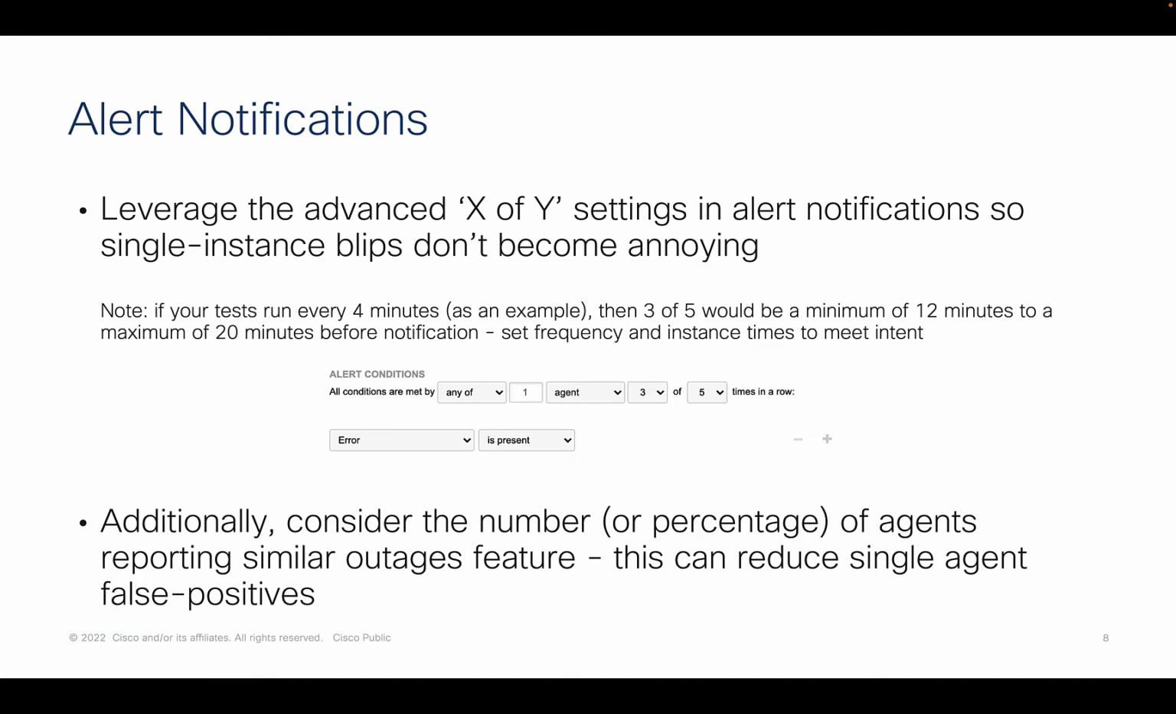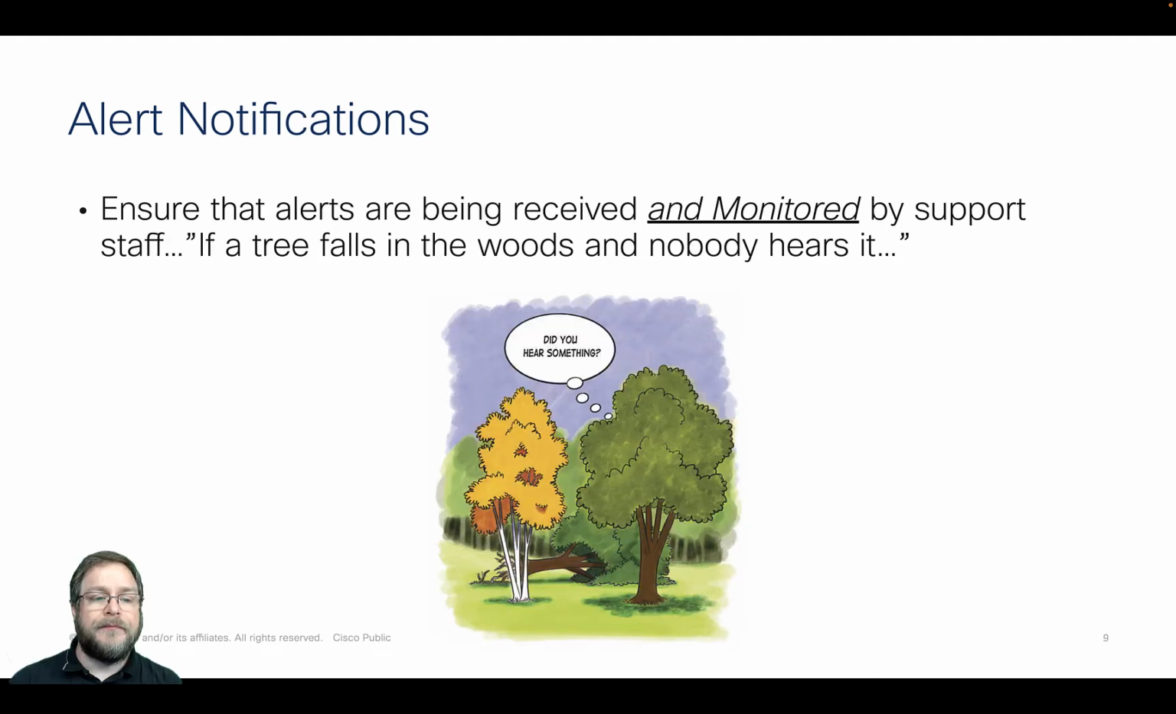And then also consider choosing the number or percentage of agents reporting a similar outage, and that can reduce the number of false positives. So if you have 20 cloud agents out there that are reporting and monitoring for you, then you may want to say, I need to have more than 4 of them showing an outage before I really take that notice.